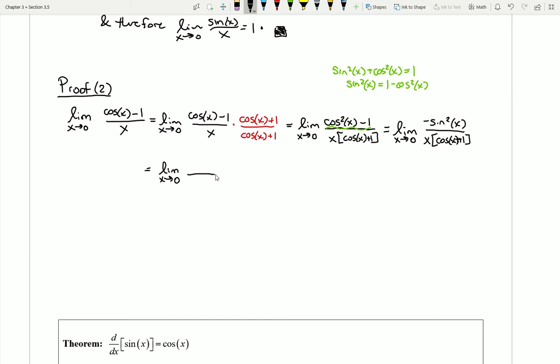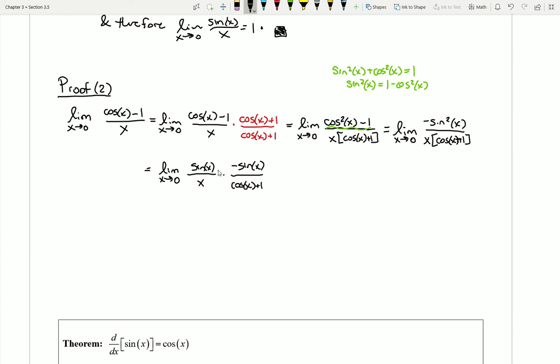So what I'm going to do is separate my fraction into 2 separate fractions. One of them is going to take one of the sines and the x, and the other is just going to be all the leftover stuff. So the sine of x and then the cosine of x plus 1.